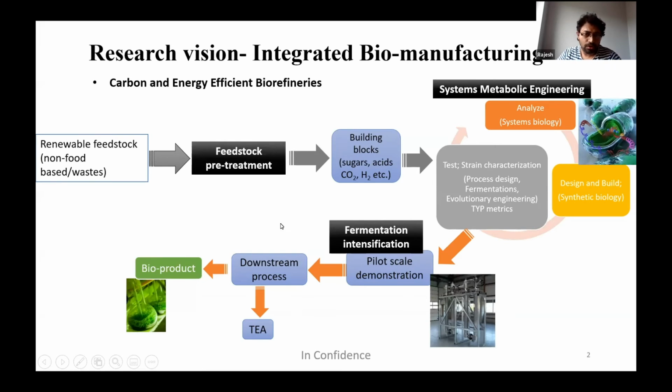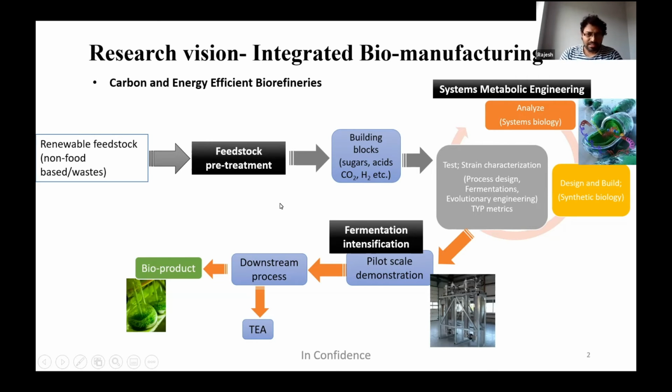And of course, we do a techno-economic analysis to identify if our process is anywhere near to commercialization. We also do a life cycle analysis to see if the greenhouse gas emissions from this process are negative. And then finally, we have really a green product.